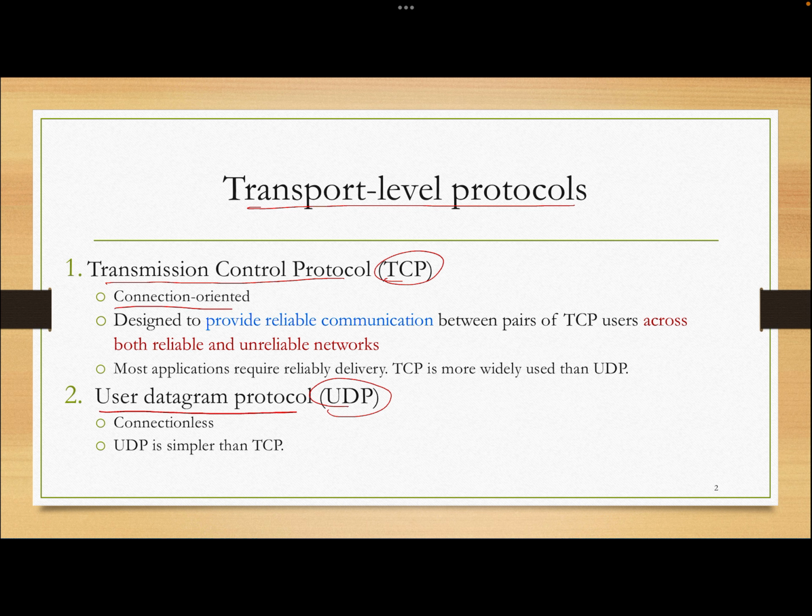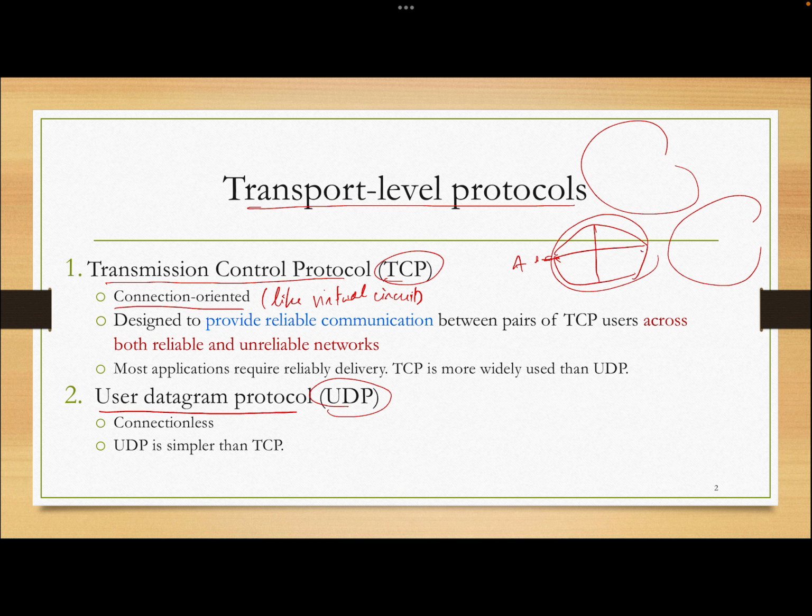It is connection oriented. So it's similar to the virtual circuit idea in the packet switching network. But this one is across many networks. Suppose A is here, and you have a network, and then B is here, in another network. When A wants to send to B, you set up the connection first.